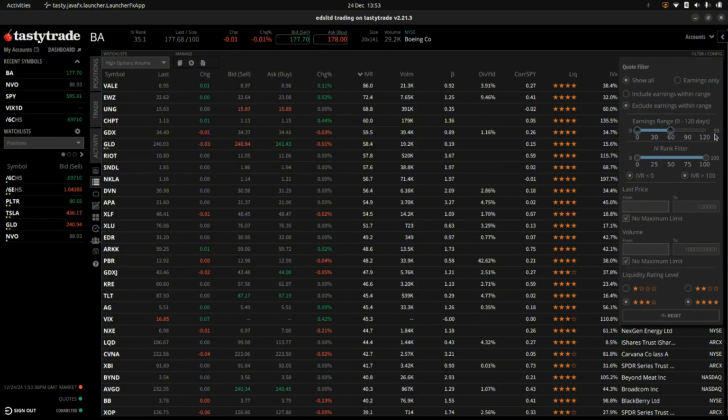So we want to avoid these things, and we also want to filter out any underlying that has a low liquidity rating level. The reason for this is because we only want to trade liquid markets. The more liquid the market is, the tighter the spread. The spread is simply the difference between the bid and ask, and it's what you pay every time you get in and out of a position. So the more liquid the market is, the tighter the spread. The tighter the spread, the less you pay, which means you keep more of your profit. So that's why we do that.